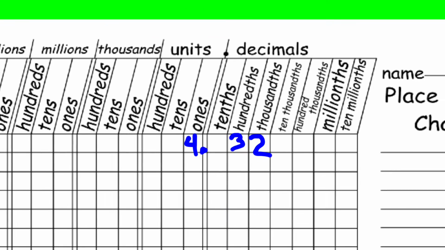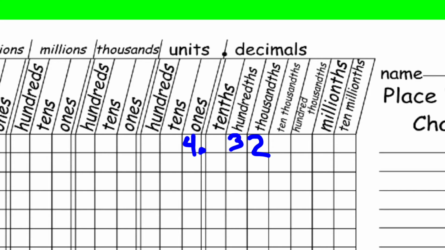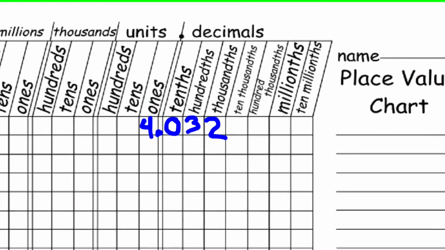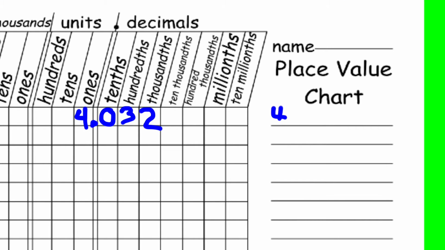I actually don't have any tenths, but I can't just leave it blank. I have to put a 0 there as a placeholder. So there's my decimal number. My decimal number is 4 and 32 thousandths. You always say the number, then for the decimal you say and, then you just say whatever number is there, followed by the place value of the final digit. 4 and 32 thousandths.